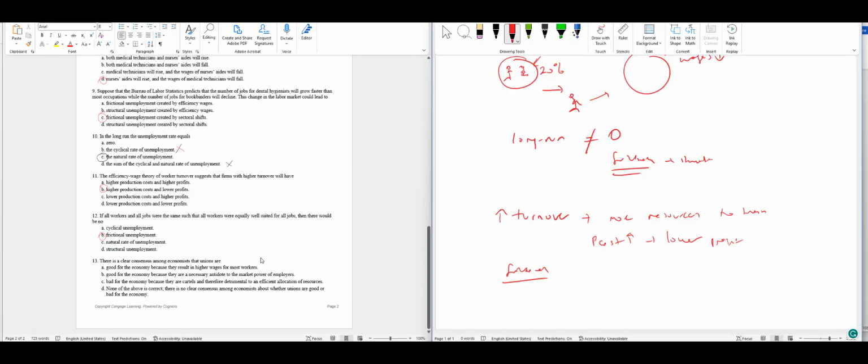Question 13. There is a clear consensus among economists that unions are. Actually, the right answer for this question is that there is no clear consensus among economists about whether unions are good or bad for the economy. Unions are good for workers because the companies provide more benefits and higher wages to the workers. But at the same time, unions are unintentionally increasing the unemployment rate. So for that reason, the right answer is D.